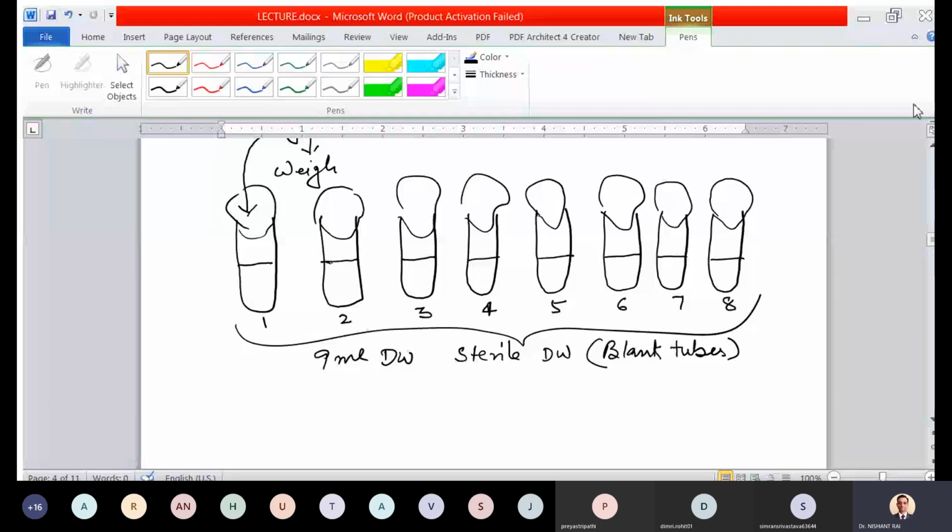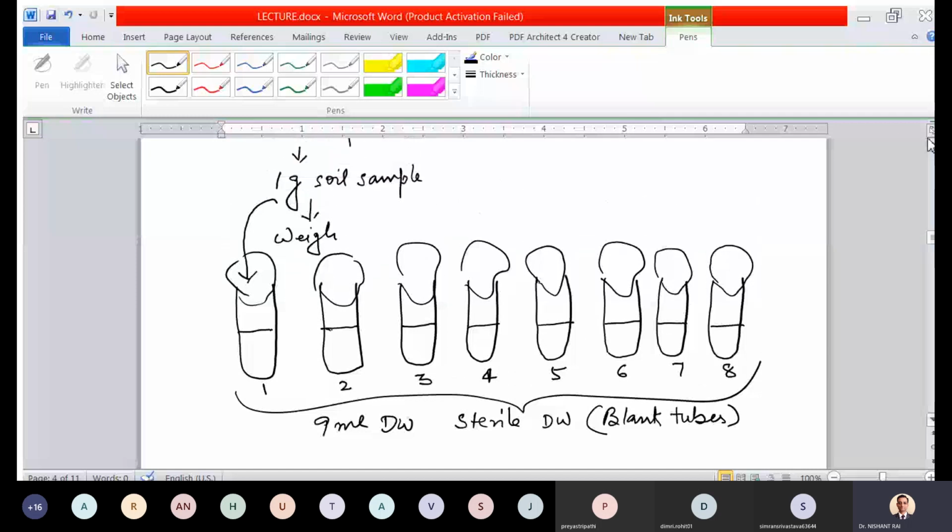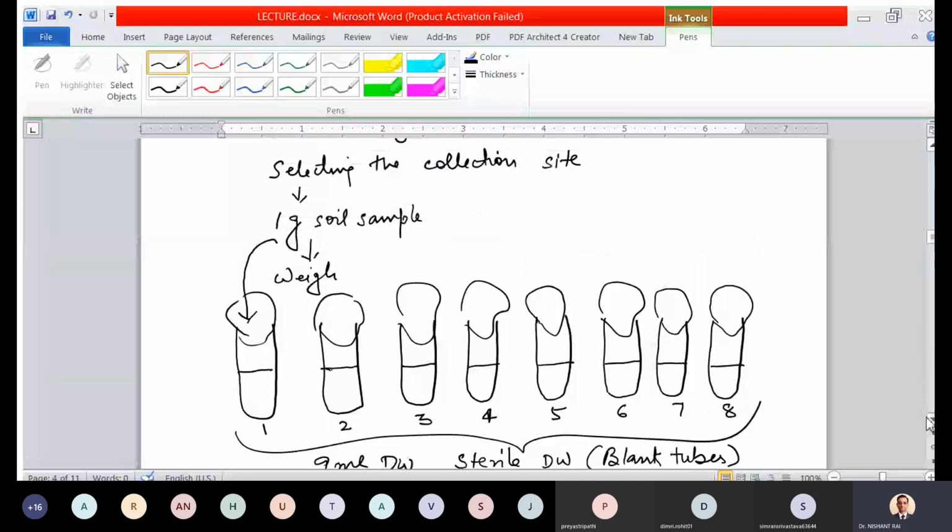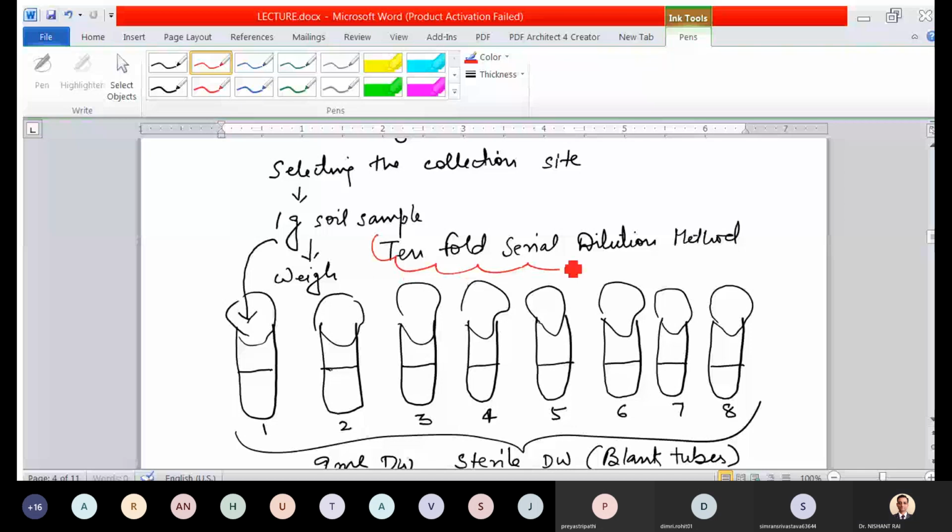Now point is again, why 9 ml? Why did we take 9 ml distilled water? Can we take less or more than this? So actually we are following a method which is known as serial dilution method, and it is 10-fold serial dilution method or technique. It is tenfold serial dilution method.